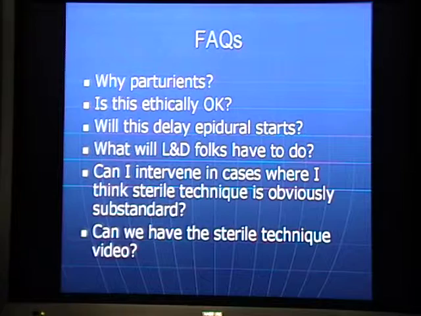The fourth question, what will L&D folks have to do? I've got a couple slides about that, so I'll defer that for the moment. Number 5, I think, is an important point. As a nurse, can I intervene in cases where I think sterile technique is obviously substandard? Which is important at all phases of this study.